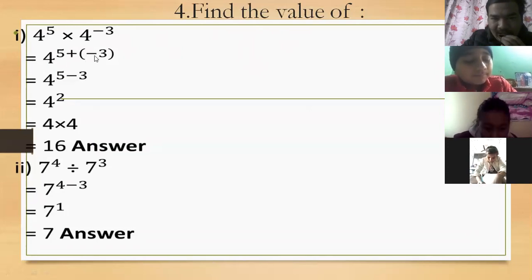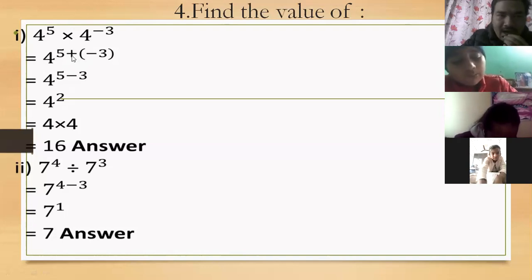Why is minus 3 kept in a bracket? Because it has a different sign. Plus into minus will be minus. So 5 minus 3 will be 2, and 4 squared means 4 into 4. 4 fours are 16.